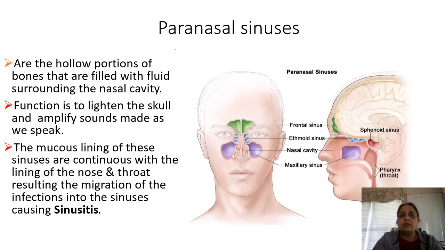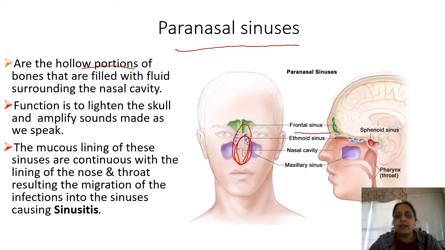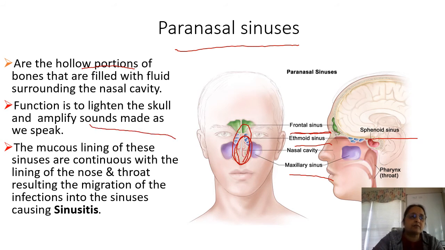Next, move on to the paranasal sinuses. These are nothing but the hollow portions of the bones that are filled with fluid, situated around the nasal cavity. If you see in the picture, there are 4 different varieties of these sinuses: frontal sinus, ethmoid sinus, maxillary sinus, and sphenoid sinus. The function of these sinuses is to lighten the skull and amplify the sound that we make as we speak.